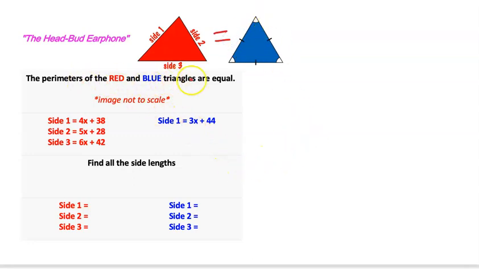Okay, so we know they're equal, so we're probably going to use an equal sign somewhere. The image is not to scale. Okay, cool. It's just a pretty picture. Side 1 is this many. Side 2 is this many. Side 3 is this many. Side 1 is this many.